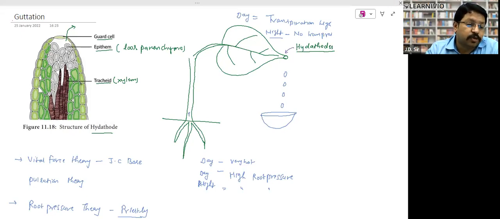This is the structure of hydathodes. Hydathodes are like stomata, but there is a difference. In the hydathode you can see tracheids, meaning xylem, and after that there are some loose cells called epithem. The epithem is nothing but loose parenchyma cells, and there is a guard cell, and from here the water comes out, right? So this is the structure of hydathode.